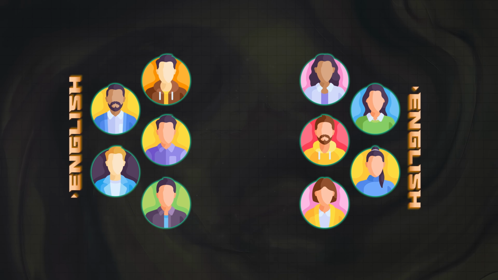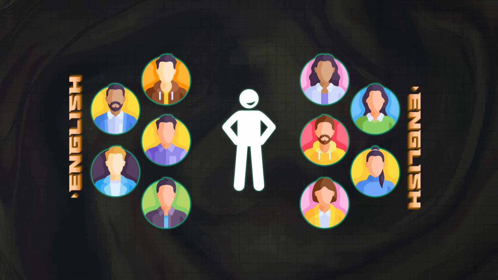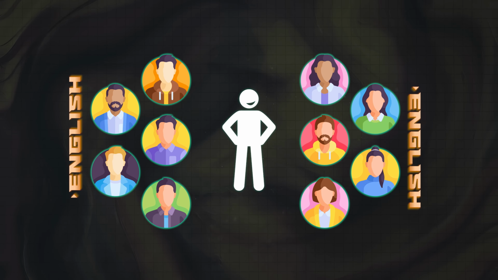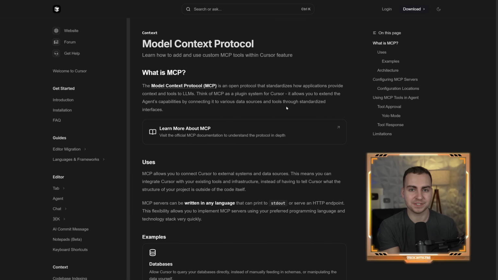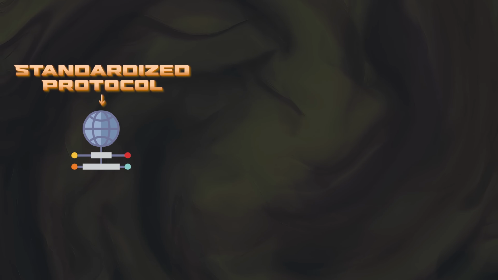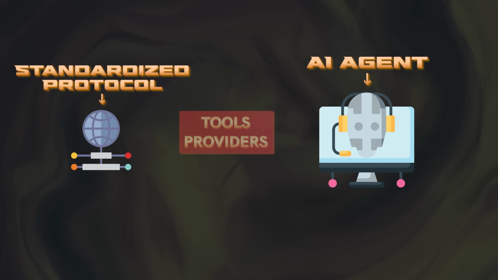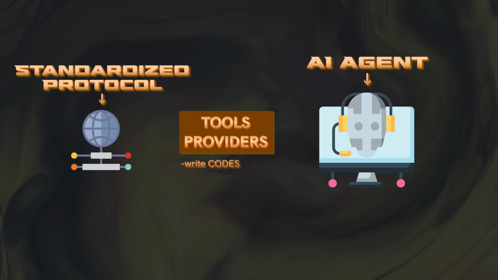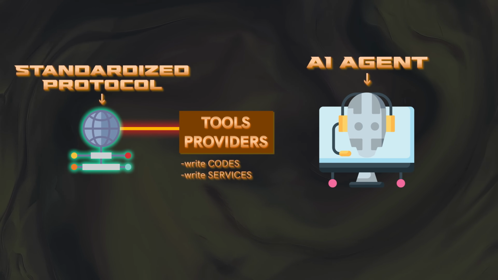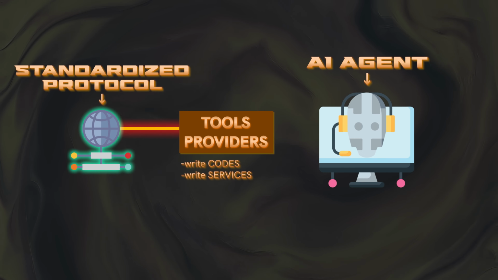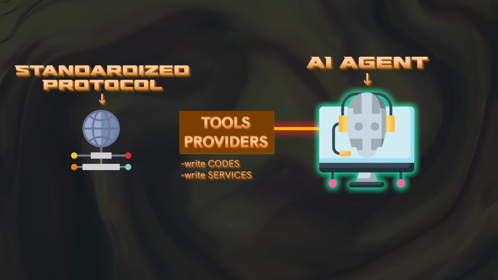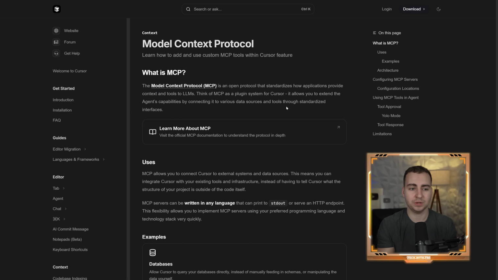Whereas if they all spoke English, it would be very easy. They can communicate with each other and you can all talk very simply. That's exactly what the MCP is attempting to do, bringing this standardized protocol to AI agents. So now all of your tool providers are going to write code and write services based on this protocol so they can more easily be integrated into the AI ecosystem and into your AI agent. That's really all it is.